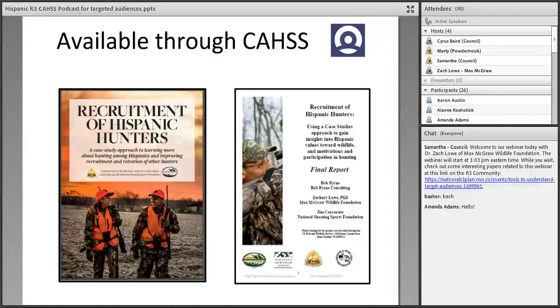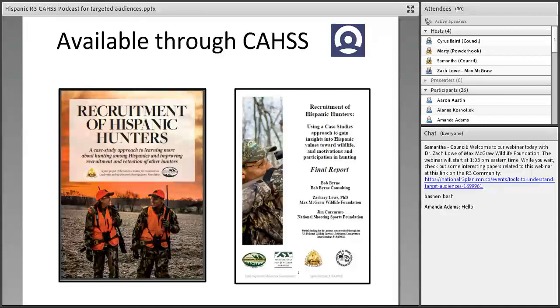You see a recruitment of Hispanic hunters. It has the nice orangey pink sunset. So this is a 6-page document that really talks about the background of why this study was done in the first place and what we hope it offers the conservation community. And it does highlight some of the results.